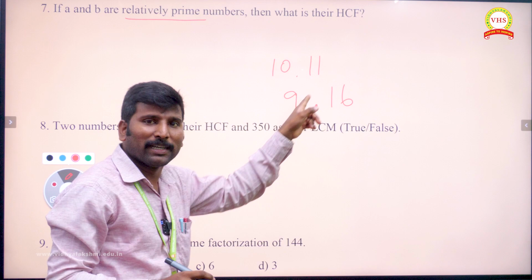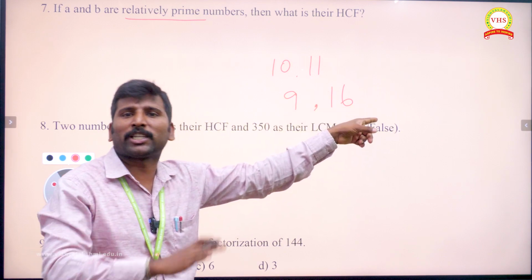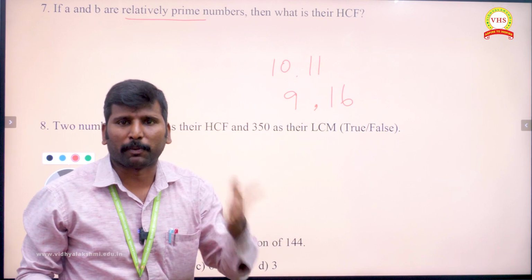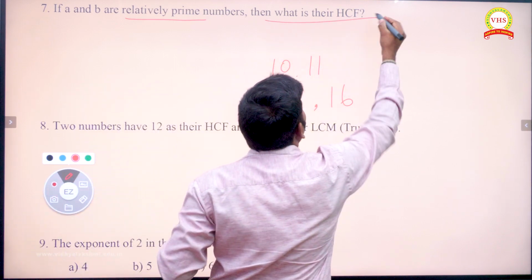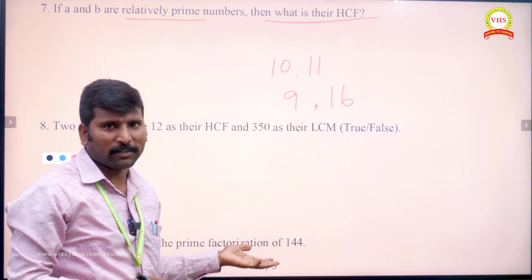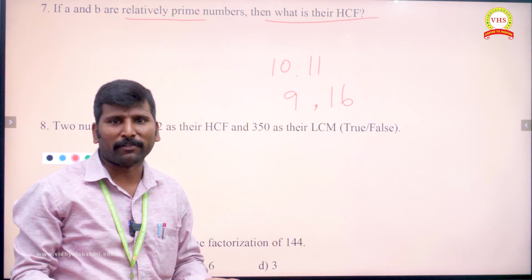See, 9 is not a prime, 16 is not a prime, but together they have no common factor other than 1. So 9 and 16 we can say are relatively prime. Here they are asking what is the HCF? HCF means the common factor they are asking. I said relatively prime in the sense that there is no common factor other than 1.